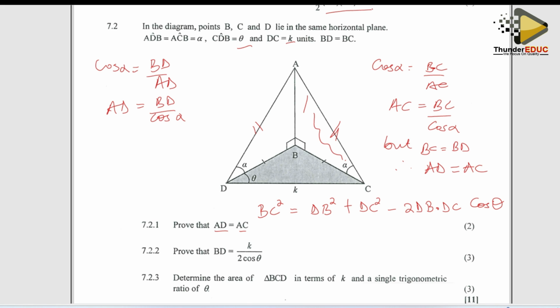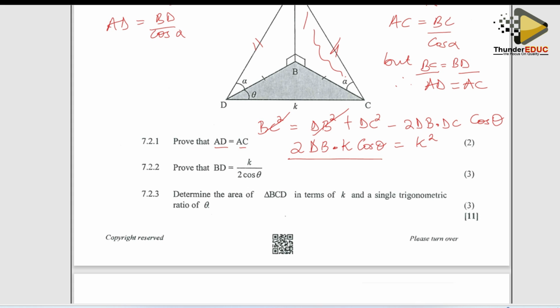Okay, but we know that BC is the same as BD. These two are the same, so I can just cross that out straight away. What do I want? I want a BD. I would love a BD. Okay, so DC is K. I can make this the subject. So what is DB? It's 2 DB multiplied by the DC, which is K, cos of theta is equal to K squared. We want the DB, so divide both sides by 2K cos theta.